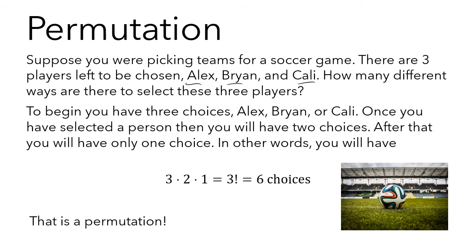To begin, you have 3 choices: Alex, Brian, or Callie. Once you select one of those people, then you'll only have 2 choices left. And after that, you'll only have 1 choice. In other words, you'll have 3 times 2 times 1, or 3 factorial, which is equal to 6 choices. Now that is an example of what we call a permutation.